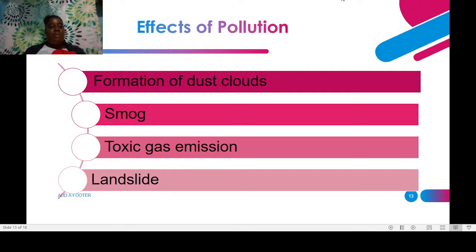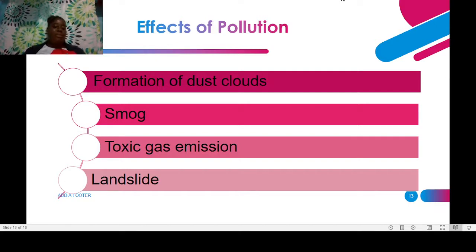Next, we have smog. Now, you're probably wondering what is smog. Smog is like gas. It is formed from the combustion of fossil fuel mixing with sunlight, right? And it's usually a thick white cloud that overcasts areas for miles and miles.